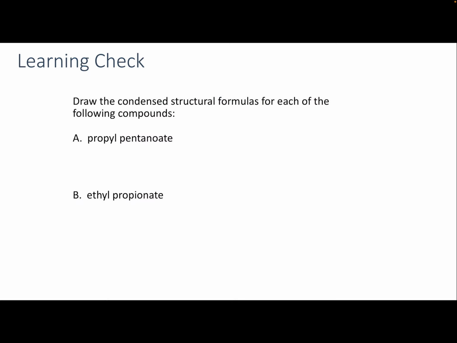So a couple of learning checks here. Draw the condensed structural formula for each of these following compounds. So this is naming, taking the name and drawing the structure as opposed to drawing the structure from the name. So try to draw propyl pentanoate and ethyl propionate. So I'm mixing some common name and IUPAC name here, but give it a shot.